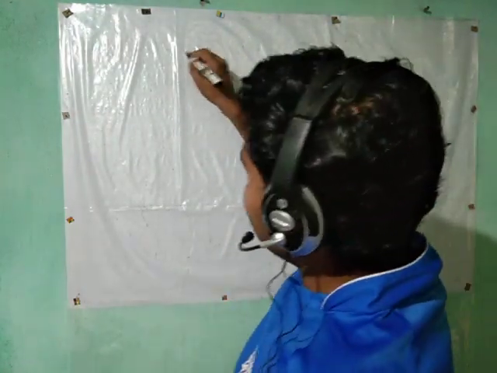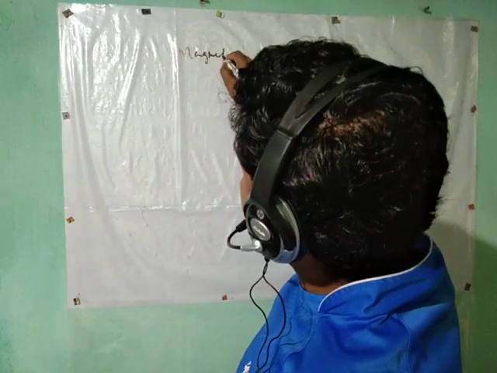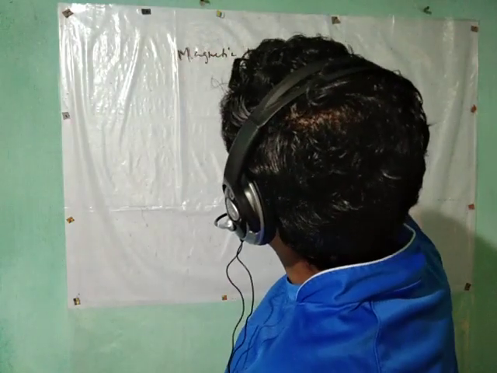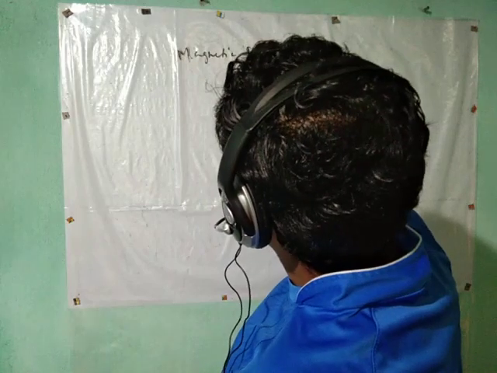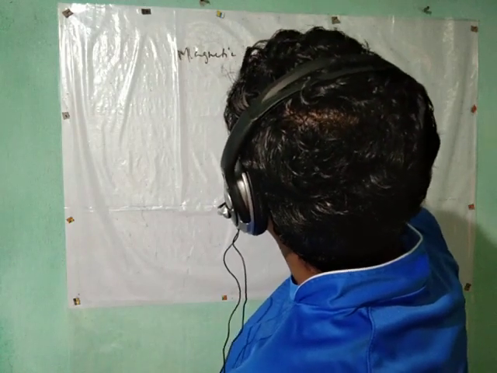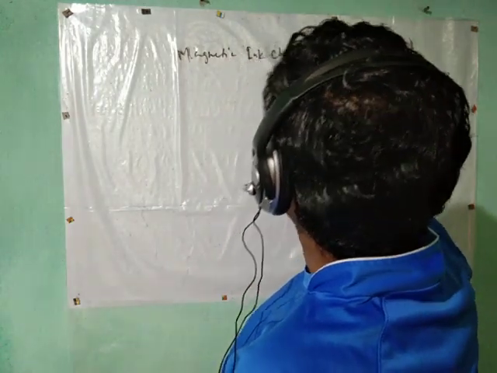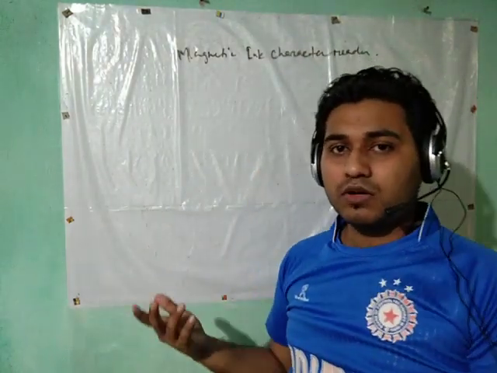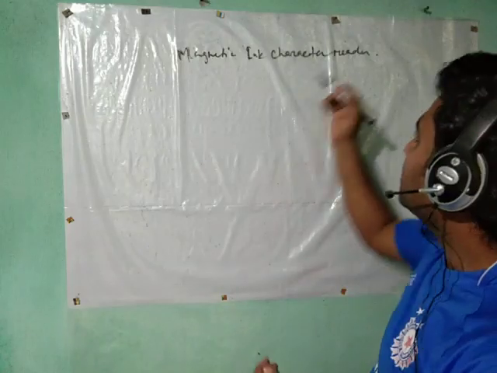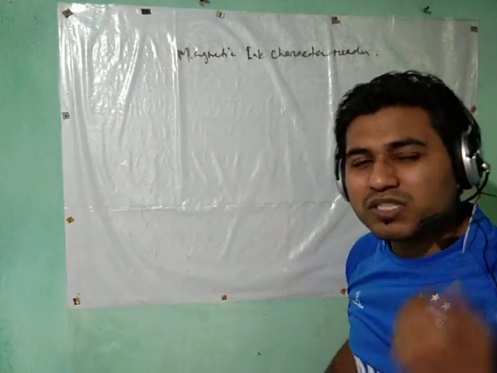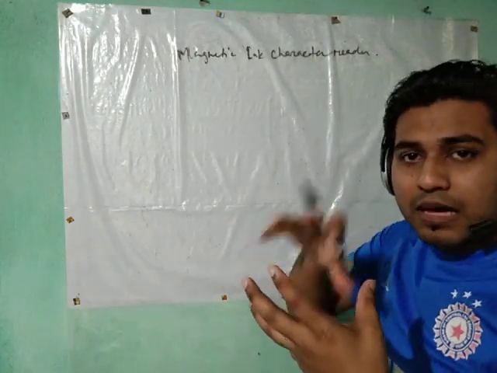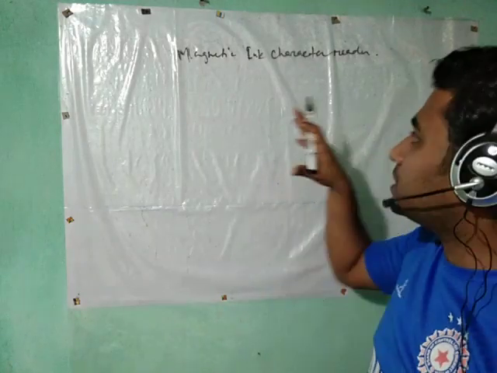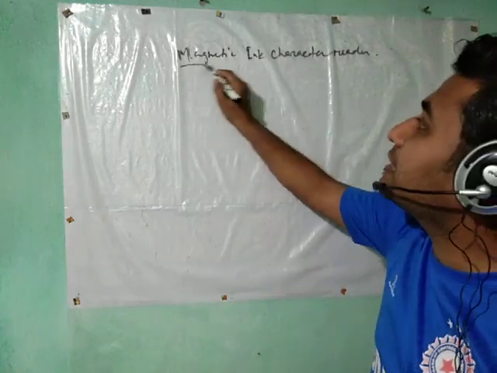Now, do you know what a character is? Character means the numbers, A, B, C, D, something. Okay, these are called characters. Reader means we all know, who can read, a device which can read something. What can it read? It can read magnetic ink.